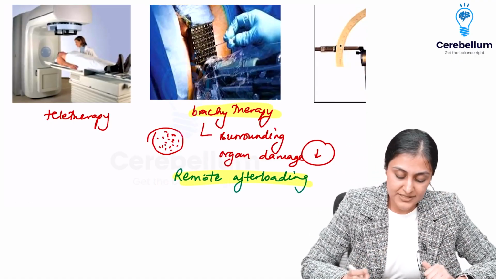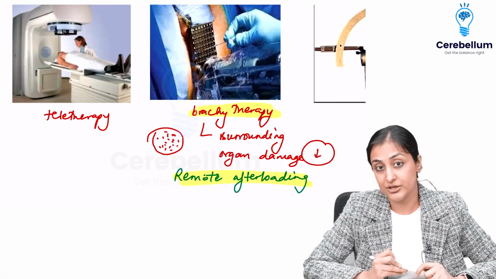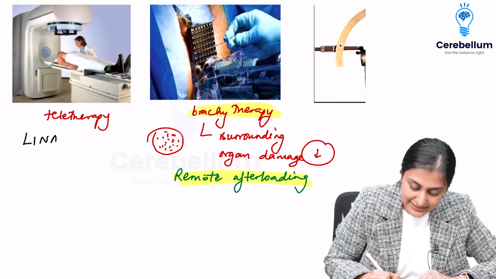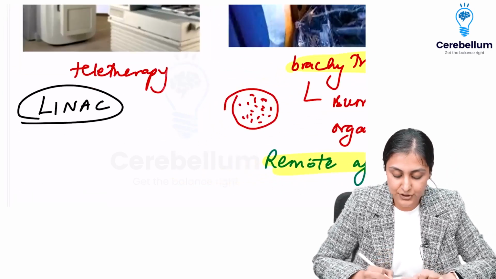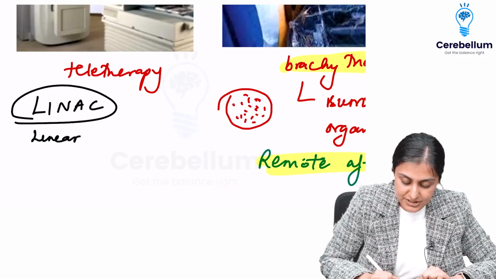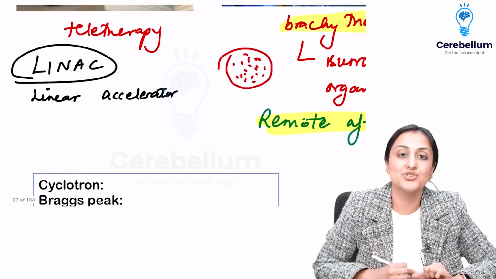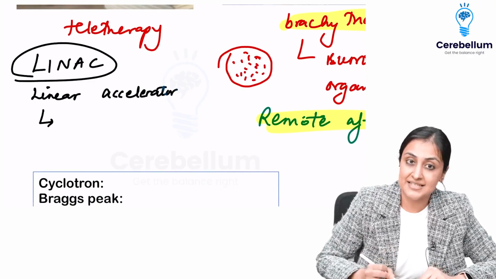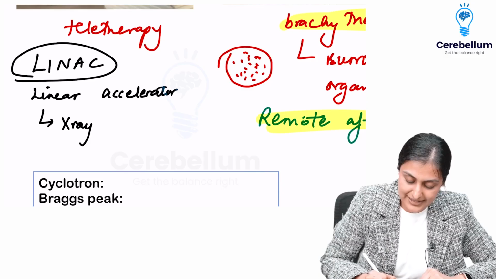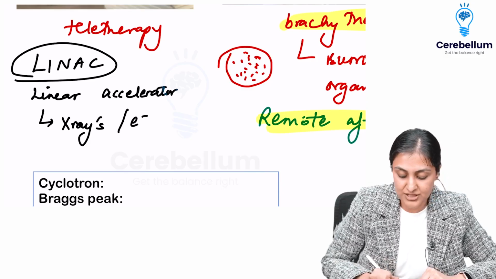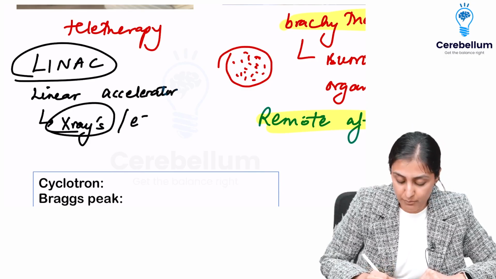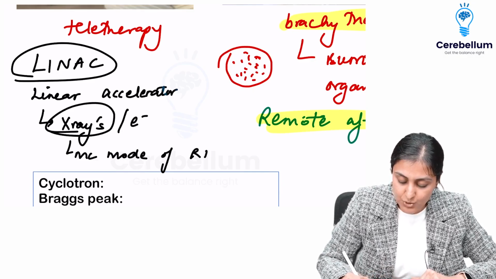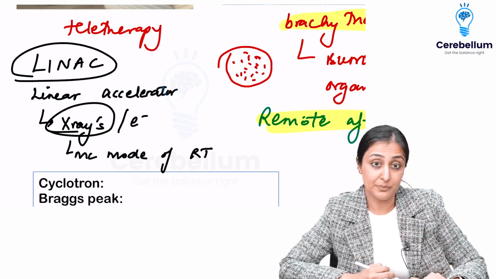Now, what is this machine that we are using to give teletherapy? So the machine that you can see here is a LINAC. A LINAC stands for a linear accelerator. This is what is being used most commonly now to administer radiation. Linear accelerator is used to make X-rays as well as electrons. X-rays are now the most common mode of radiotherapy. That is the most common agent of radiotherapy.